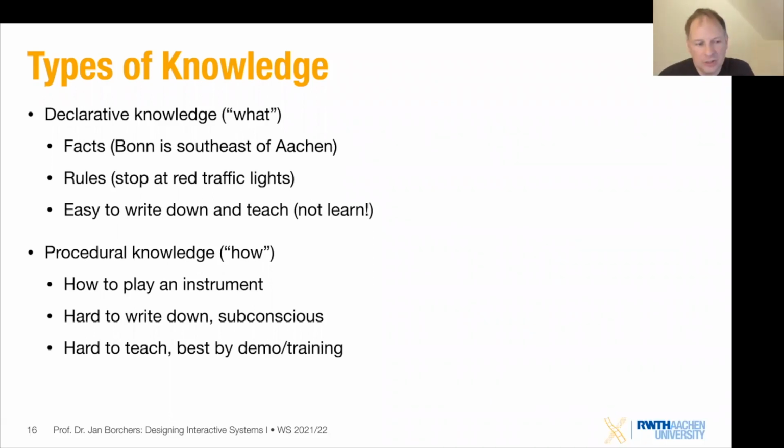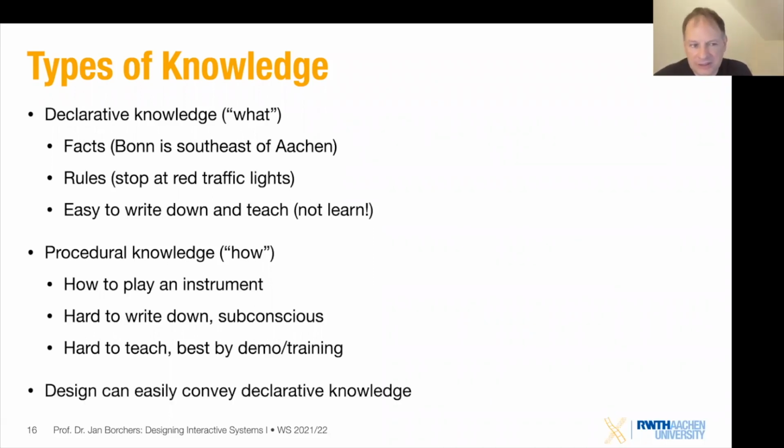And what can we do in design? Well, at least the declarative knowledge, the what knowledge, the facts, rules, stuff like this, these are actually pretty easy to express in a user interface, through labeling, through affordances, mappings, etc. You can give people an easy time of not having to remember all the declarative knowledge. They might still have to have a lot of the procedural knowledge down themselves.